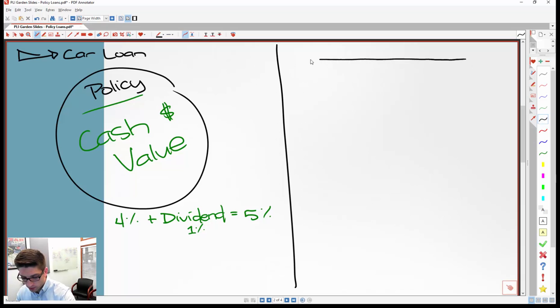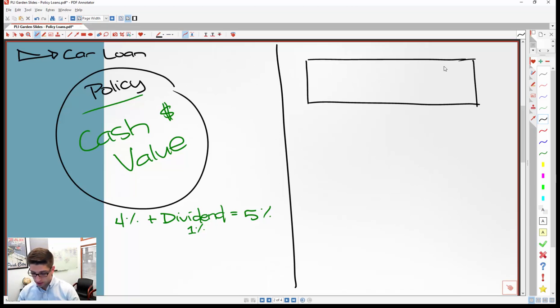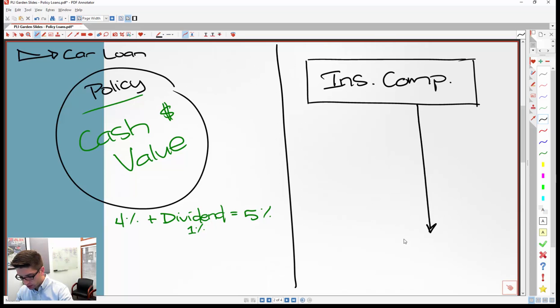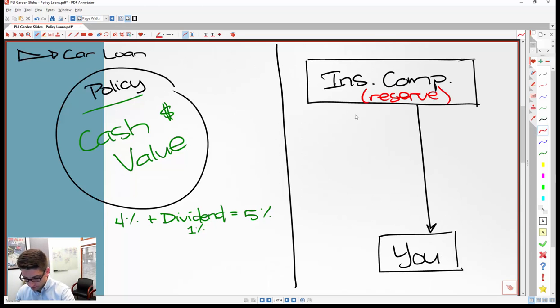Now, you're ready to go purchase that car. This is a very simple process as far as getting the money. You call the insurance company and say, "Hey, I've got a whole life insurance policy with cash value, and I want to borrow against that cash value." The insurance company says, "Great, you can utilize your cash value as collateral, and we will send out to you from our reserve account $10,000." So that $10,000 that you requested comes out to you.